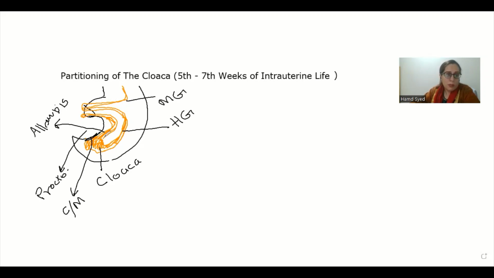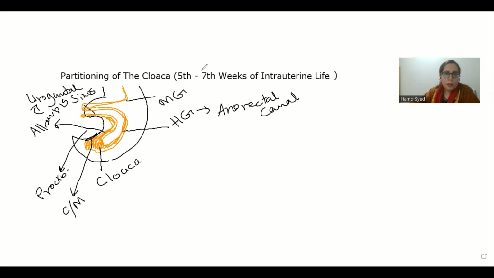So in the 5th week of development, this is the cloaca and it is receiving the allantois as well as the hindgut. We know that the hindgut is going to eventually form the anorectal canal, and we also know that the allantois will eventually form an embryological derivative known as the urogenital sinus. So the allantois will form the urogenital sinus, whereas the hindgut will form the anorectal canal. Now, why does this process occur?